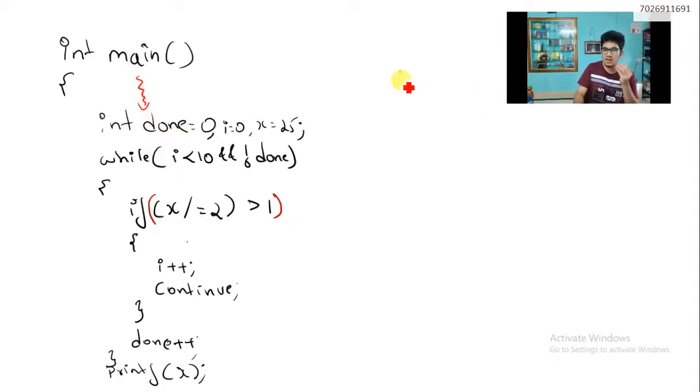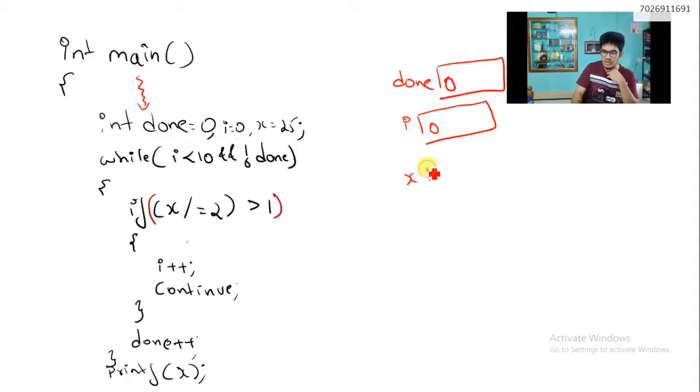So one variable, one memory is created, done. Okay, in that, what is there? 0 is there, and i equal to 0. You have created one variable i equal to 0, and x is equal to 25. So what you have done, you have initialized and declared multiple variables in the same line.